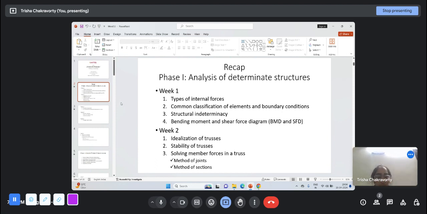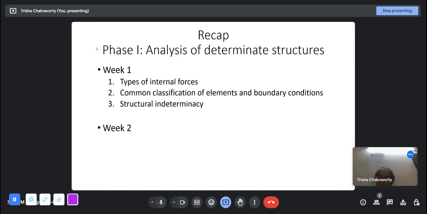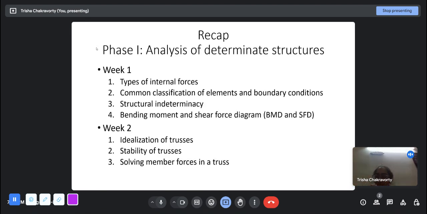In week two, we focused exclusively on trusses, how we idealize real world three dimensional trusses into 2D trusses that can be solved easily. And we looked at the stability of trusses and solving the member forces in a truss using two methods, method of joints and method of sections.